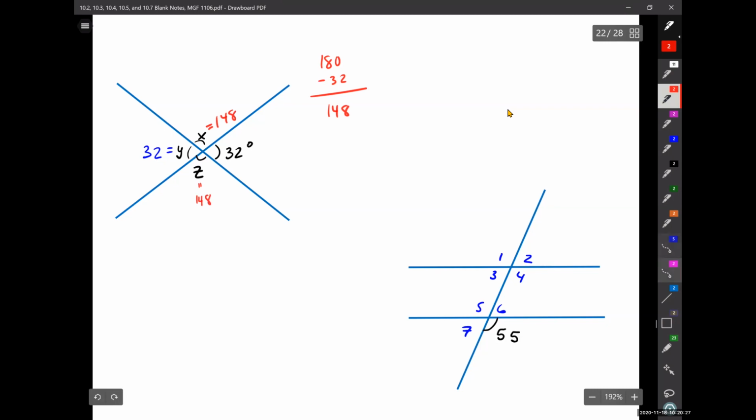And a good way to check your work, if you've got two lines intersecting, is that if you add up all the angles, you should get 360, if you ever wanted to verify.